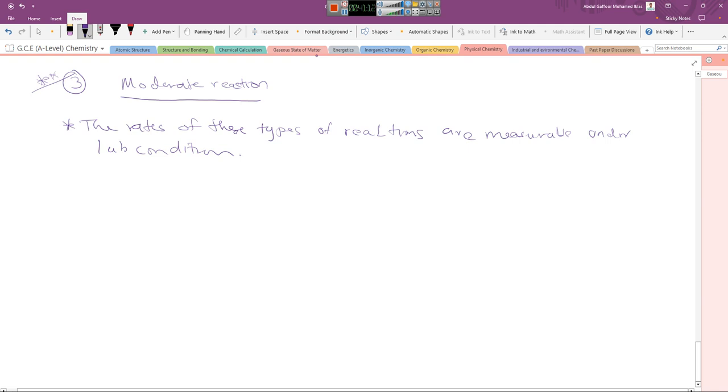So now we will just look at some examples for moderate reaction. The first one will be the decomposition of hydrogen peroxide.